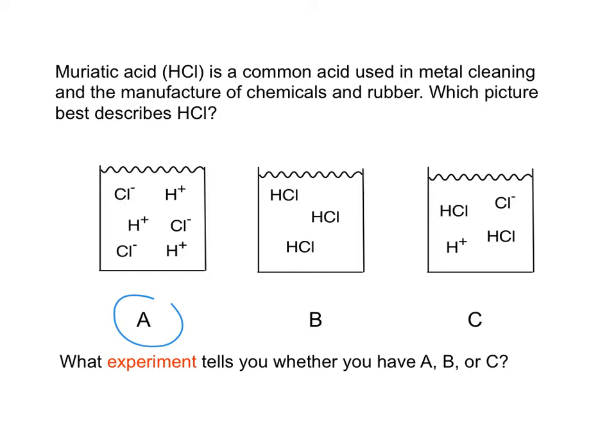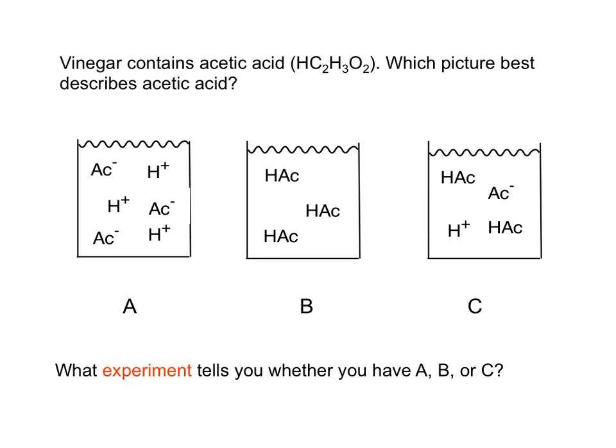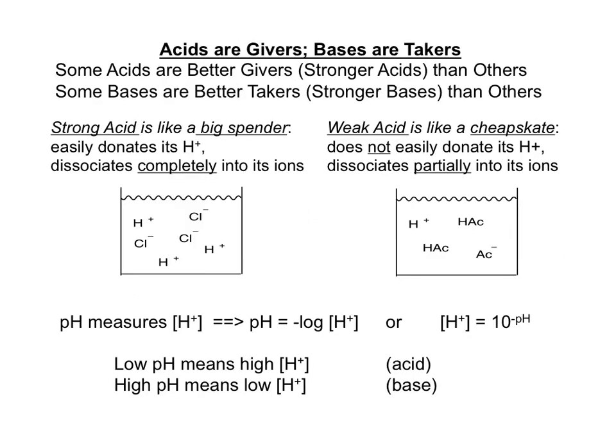A strong acid easily donates its protons and completely dissociates into its ions in water. Acetic acid, which is the acid in vinegar, is a weak acid, so stop the video and determine which picture describes acetic acid. And the answer is C. A weak acid wants to hold on to its proton and only partially dissociates into ions. Acids are either strong or weak. Bases are strong or weak too.